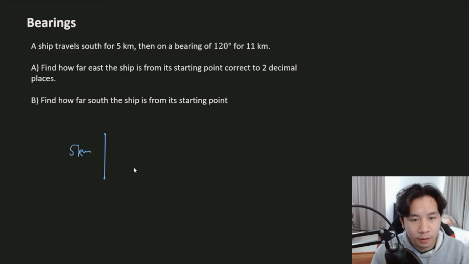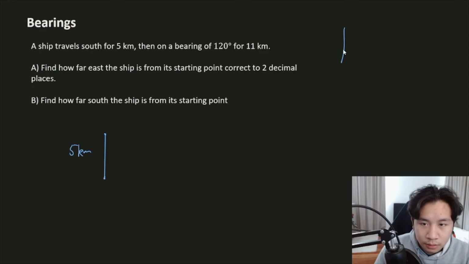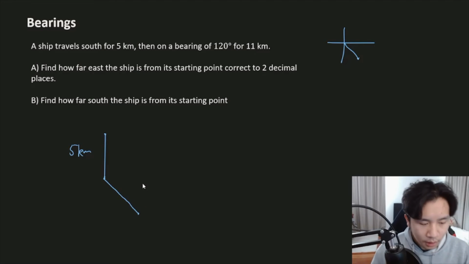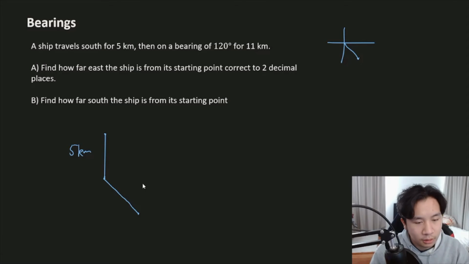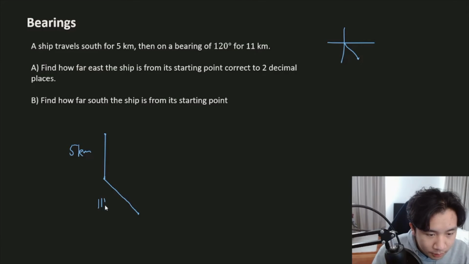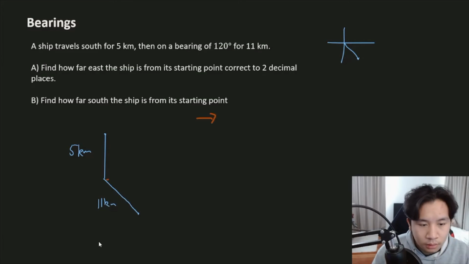And then on a bearing of 120 degrees. If you think about it, it's roughly going in this direction, 120 degrees. So I will put it here maybe. Okay, so that's what the ship's journey kind of looks like, and this will be 11 kilometers. So what I can do is construct a triangle here, and I'll show you why I'm doing that.